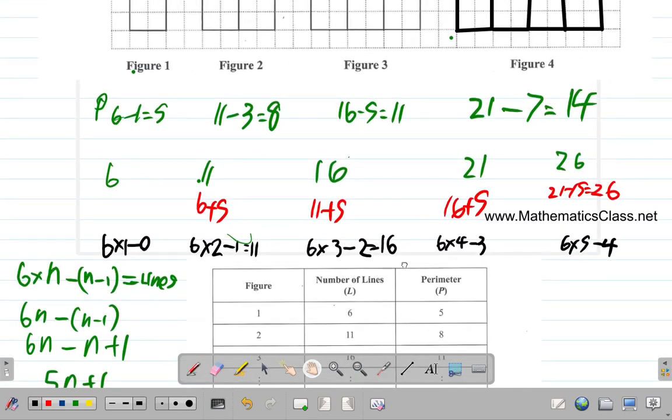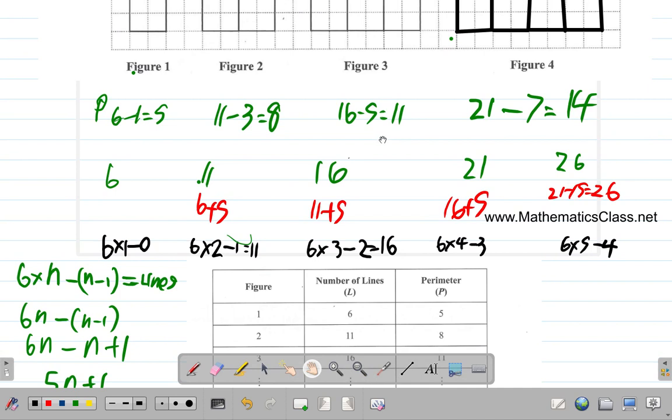The perimeter now. When you have the number of lines, for figure 1 you minus 1. Figure 2 you minus 3. Figure 3 you minus 5. Figure 4 you minus 7. So we have to figure out how the minus business works to come up with the perimeter.